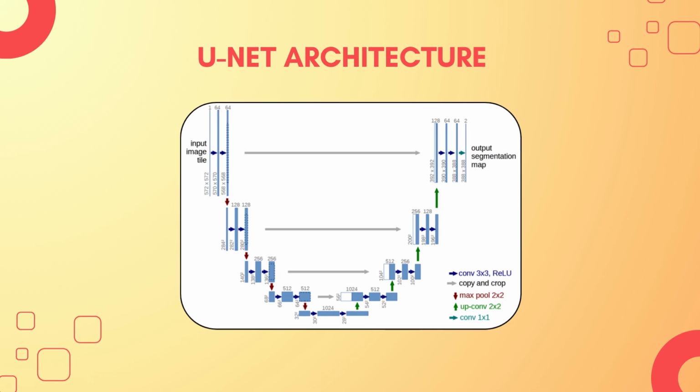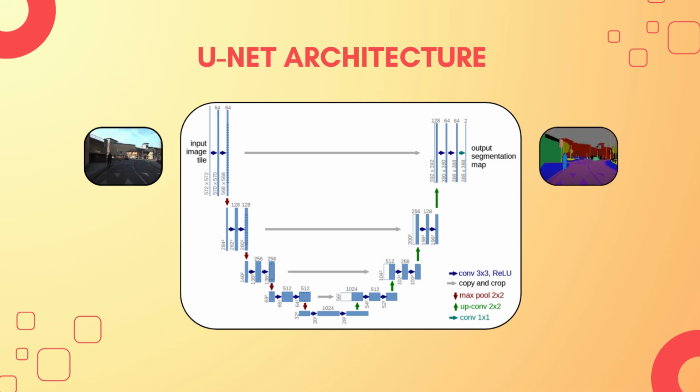This is a general U-Net architecture. U-Net is mainly used for semantic and image segmentation and many other applications. It has a contracting path and an expansive path. The contracting path has repeated 3x3 convolutions followed by a rectified linear unit and a 2x2 max pooling with stride 2 for downsampling. The expansive path has a 2x2 up convolution and also repeated 3x3 convolutions. At the final layer, a 1x1 convolution is used to map each feature vector to the desired number of classes.